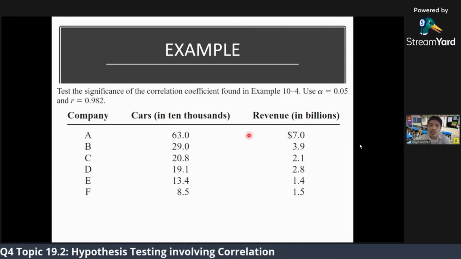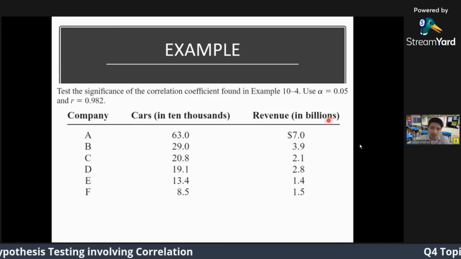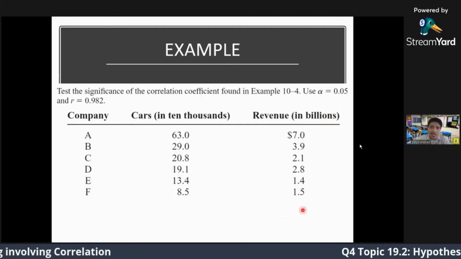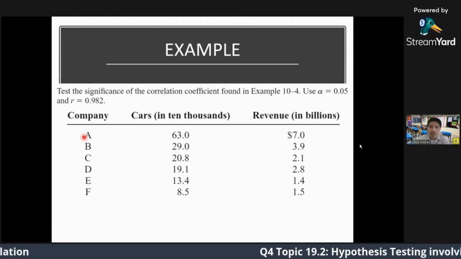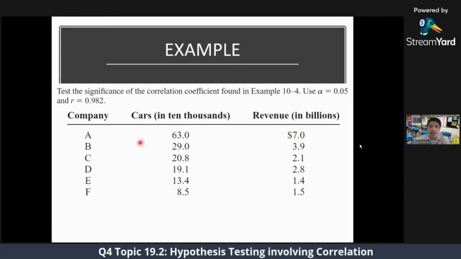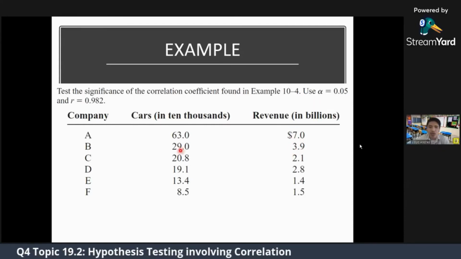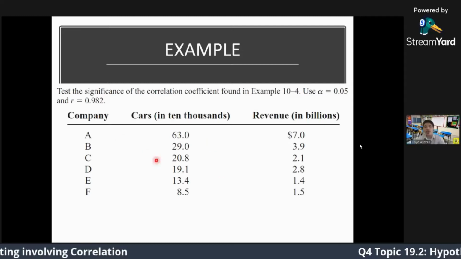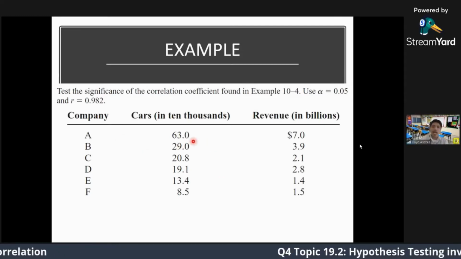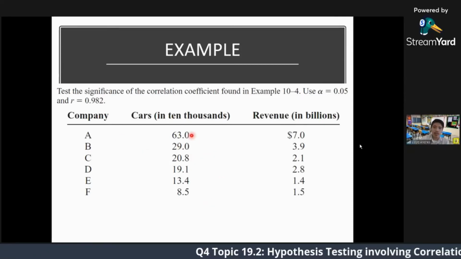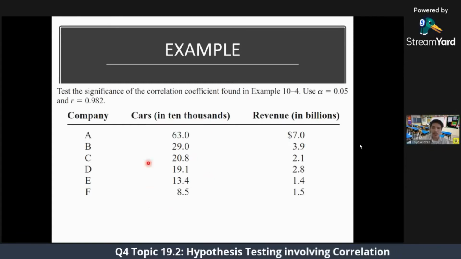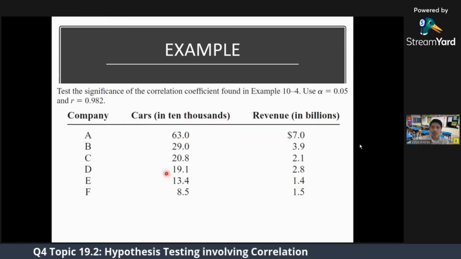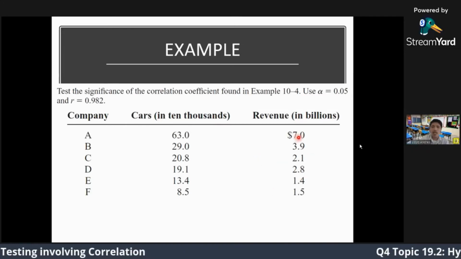While in revenue in billions, this is called their income. So company A earned $7 billion. Company B is $3.9 billion, and so on, until F, $1.5 billion. So the question here that is being tested is, is there a correlation between the number of cars they sold and their revenue?